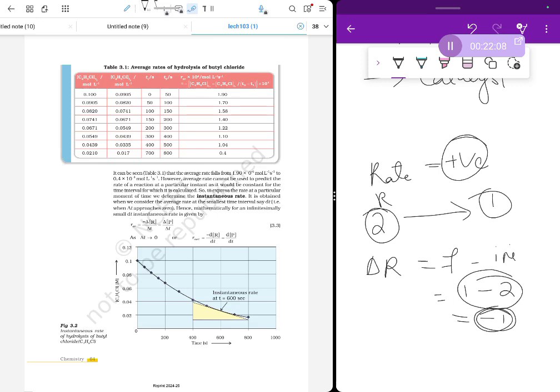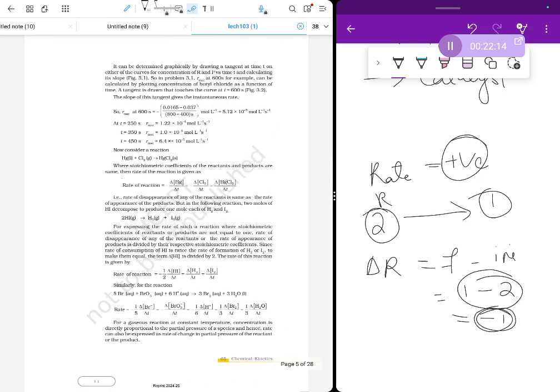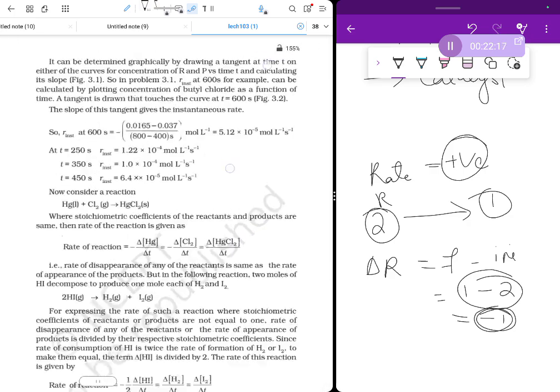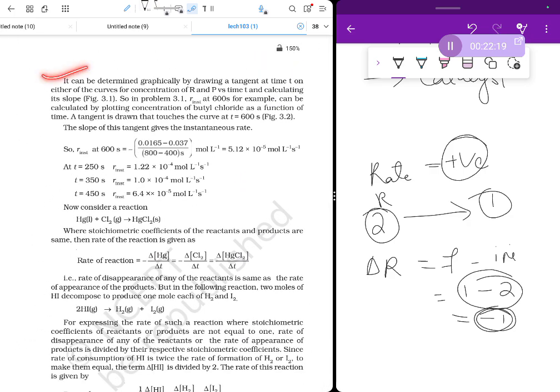Okay, instantaneous rate of hydrolysis of butyl chloride. Only hydrolysis of butyl chloride is given here. Other than that, there is nothing important with this. Okay, fine. It can be determined graphically by drawing a tangent at time t on either of the curves for concentration of R and P versus time and calculating its slope.